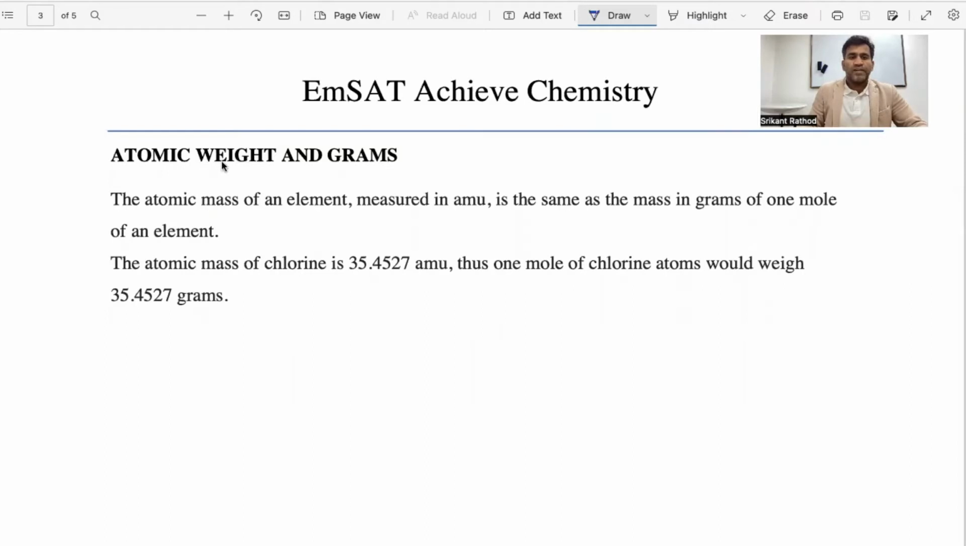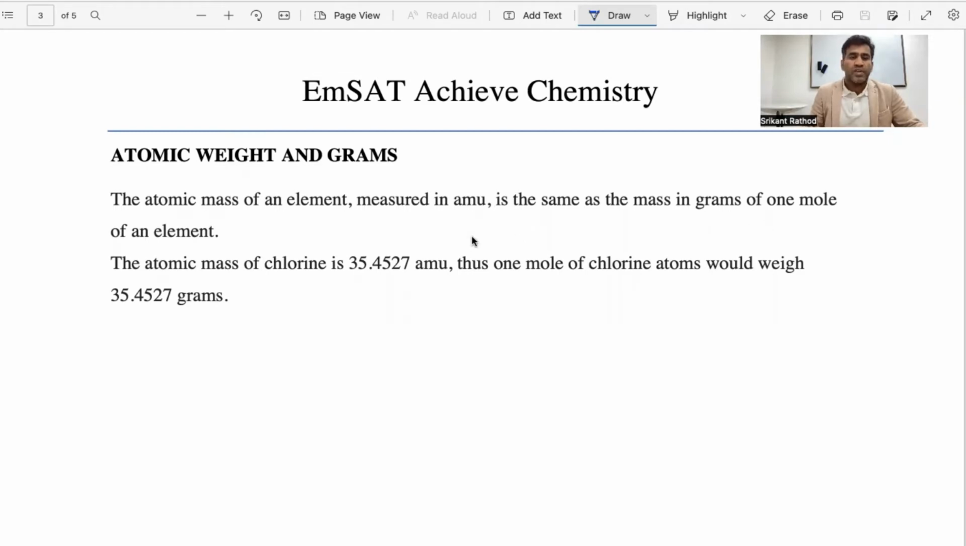Before starting with what actually the mole is, let's try to understand what atomic weight is and how it is related in terms of grams. Because when it comes to calculations of moles, we need to represent the element in terms of grams rather than in terms of atomic weight. As you can see here, the atomic mass of an element, also called AMU, is the same as the mass in grams of 1 mole of an element.